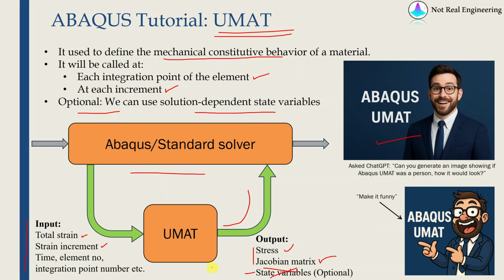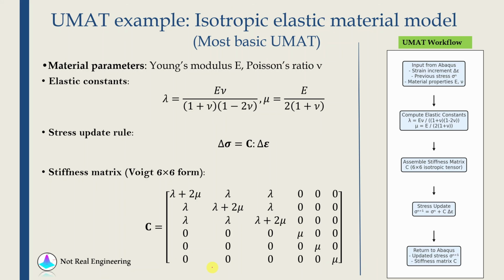The material model which we are going to implement is this one. A very basic isotropic elastic material model. I don't think it can get simpler than this. You know, for an isotropic elastic material, we have to define only two things. One is Young's modulus and another is Poisson's ratio. And we can convert these two into elastic constants lambda and mu, as shown over here.